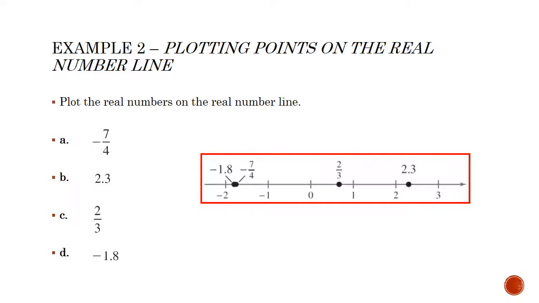A, -7/4 is between -1 and -2, as is D, -1.8. They're very close. B, 2.3 is off to the right, and then you see where C is. If you have difficulty graphing the -7/4 and the 2/3, I suggest that you change them to a decimal for the purpose of graphing and getting a good idea of where they lie on the number line.